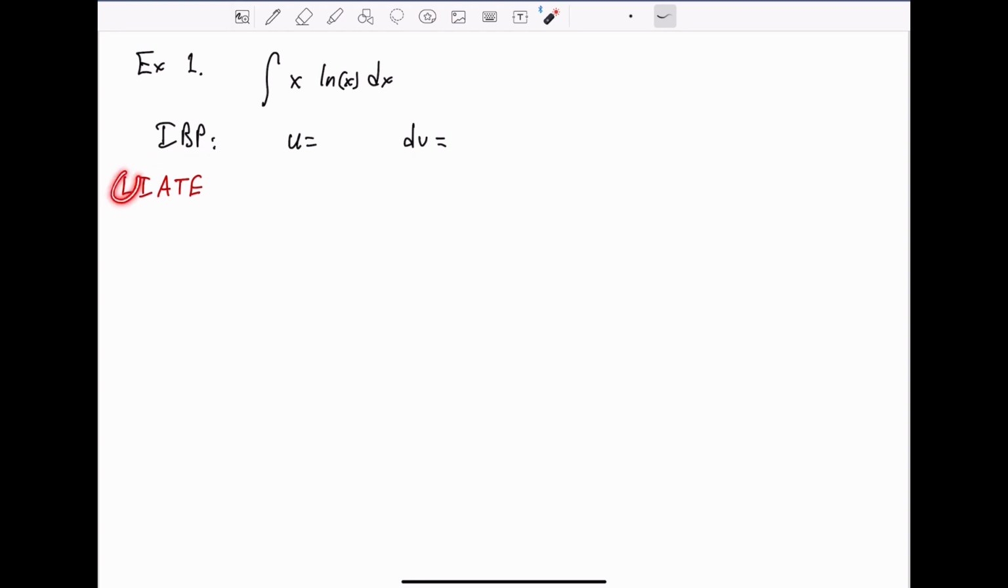All right, so I have a log function. I'm going to choose natural log of x to be u. Once I have chosen u, everything else by default is dv. So dv equals x dx. I take the derivative of u. The derivative of natural log is 1 over x. I take the antiderivative of dv. The antiderivative of x is x squared divided by 2.